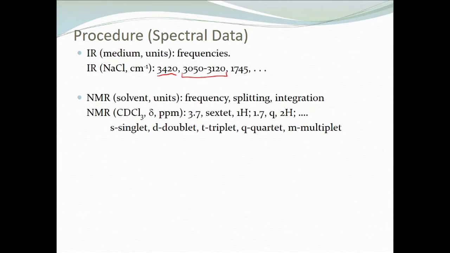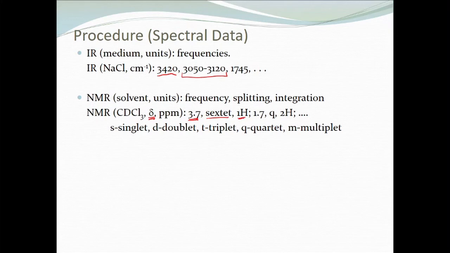For NMR, it is similar. The medium is a solvent, deuterated chloroform, so CDCl3. The units is parts per million, and since we're not obtaining an actual frequency, we're using a proxy, we designate that. We're measuring chemical shift, and the symbol for that is the Greek symbol delta. So you could use a lowercase d and use a symbol font. But after that, we give the chemical shift, so 3.7. We give the splitting, a sextet, and then the integration, 1 hydrogen. And we do that for each peak.